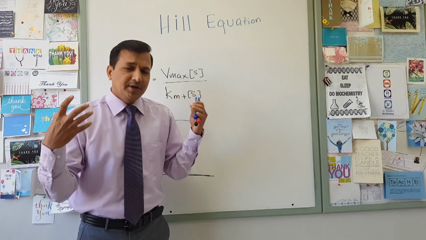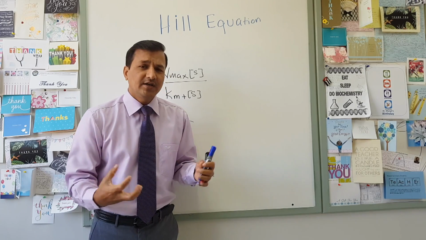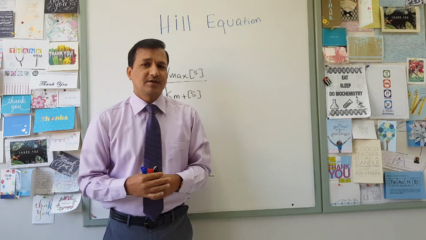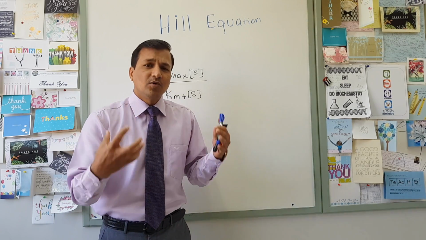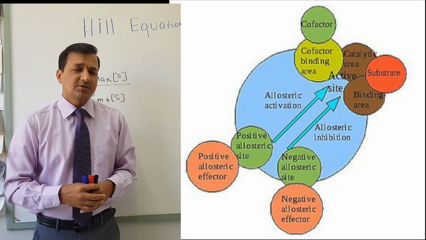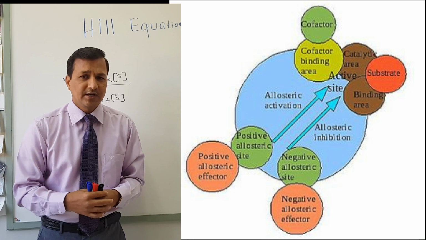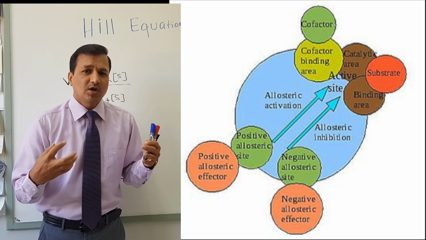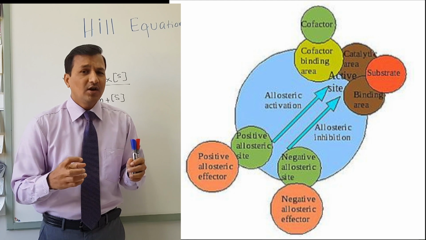But now we have many of our enzymes, especially the regulatory enzymes or allosteric enzymes in our body, that have got more than one subunit. Basically they are referred to as oligomers. Oligomers means having two or more subunits. Enzymes containing two or more subunits are referred to as oligomers.